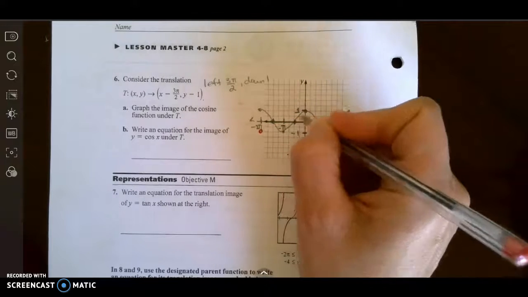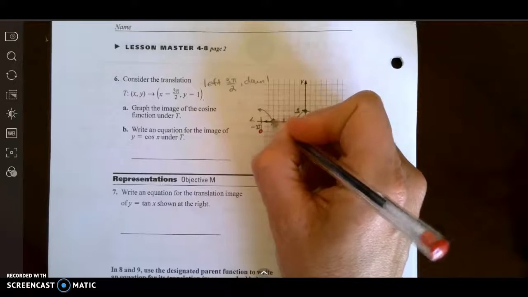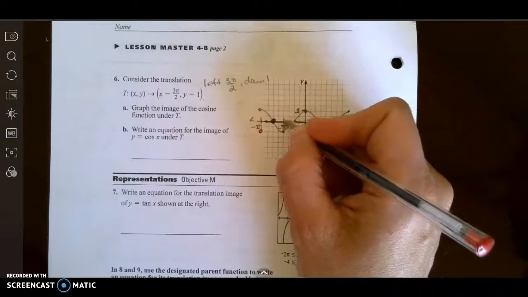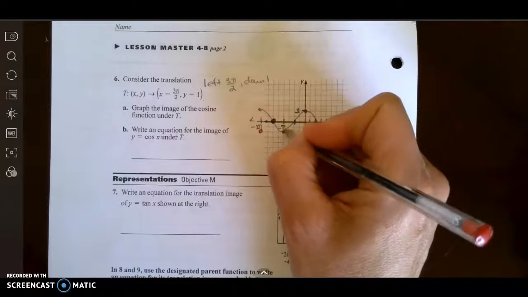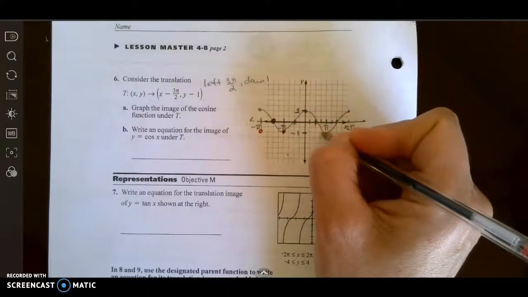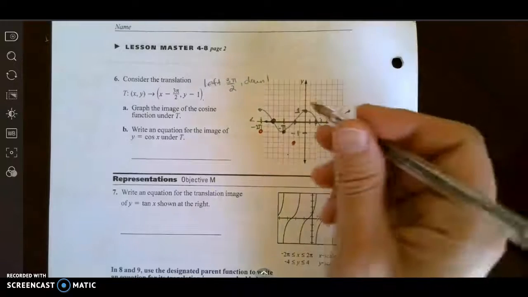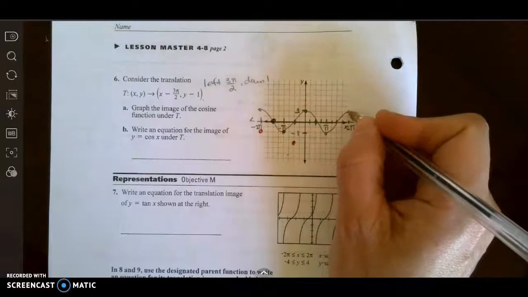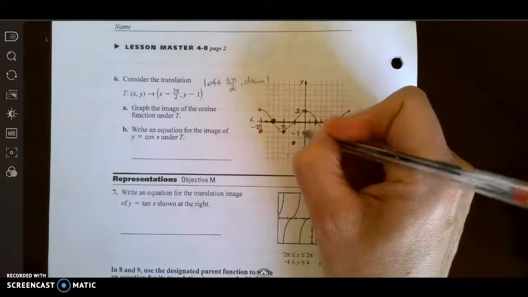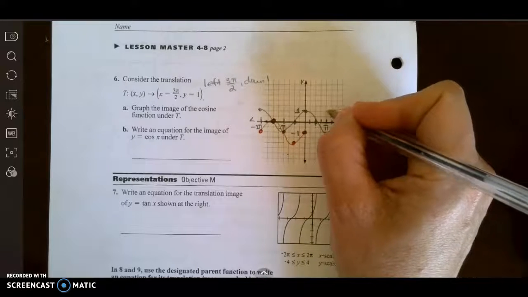Let's see, this one I can do 1, 2, 3, 4, 5, 6, and 2 down. So I just moved this point from here to here. This one I'm going to go 6 to the left and 2 down. And then this next one, 6 to the left and 2 down. Okay. So essentially I'm doing this, 1, 2, 3, 4, 5, 6.